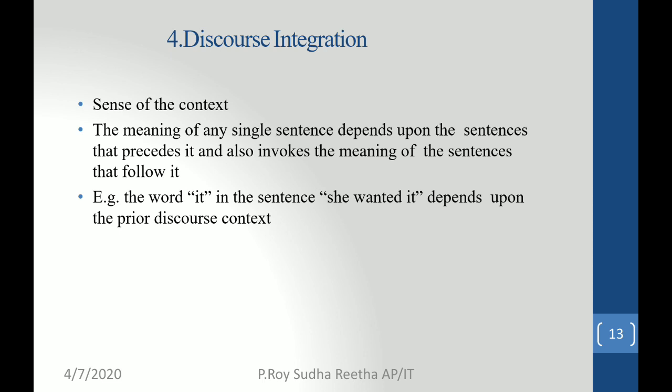Next is discourse integration. Discourse integration refers to the sense of the context we are going to use. For example, if a sentence is given, it checks the sentence that precedes it and the meaning of the sentence that follows it, that is, in what sense the given input refers. The main aim of discourse integration is to find the sense of the context being processed as input.